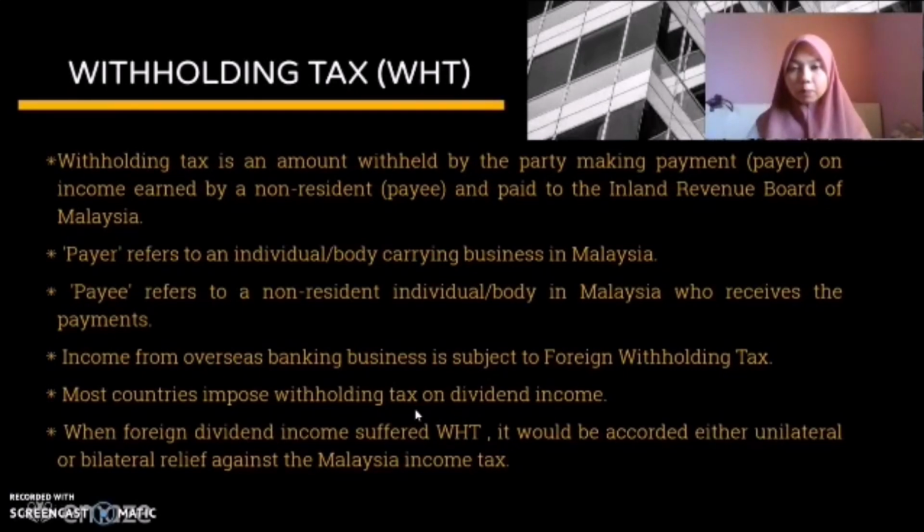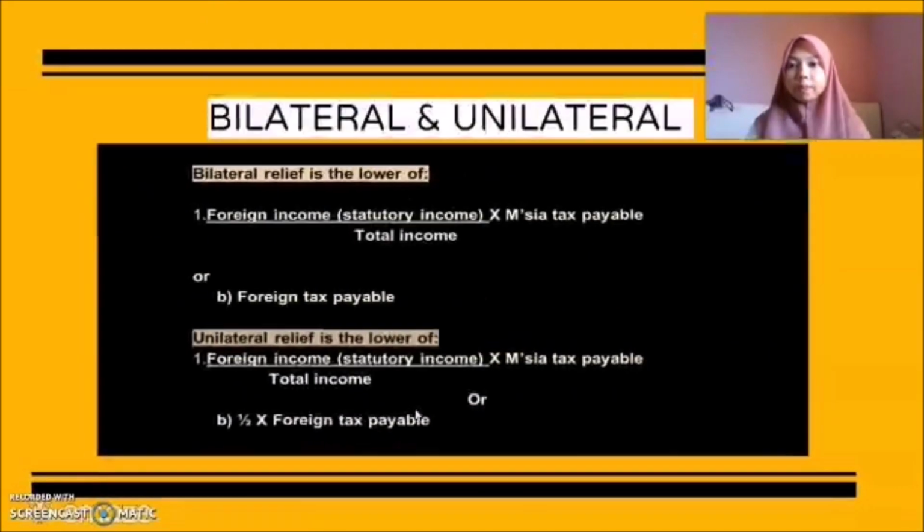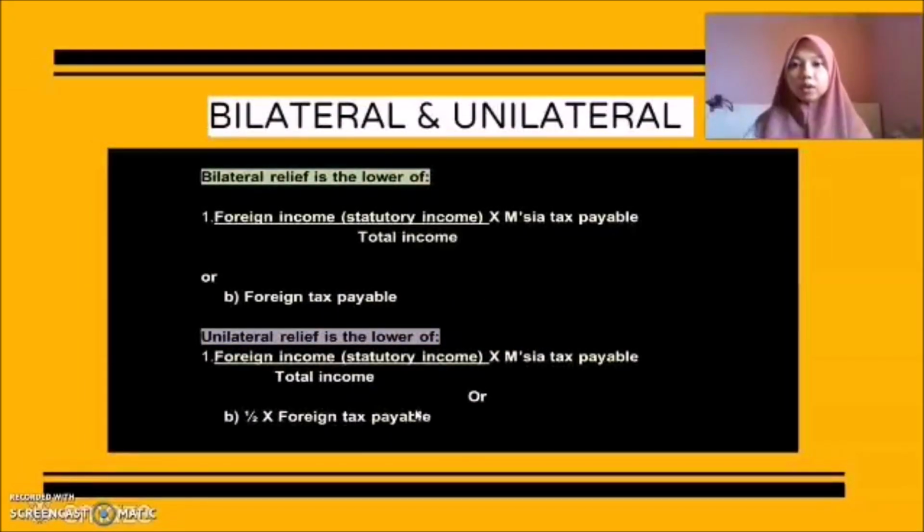Income from overseas banking business is subject to foreign withholding tax. Most countries impose withholding tax on dividend income. When dividend income suffers withholding tax, it will be accorded either unilateral or bilateral relief against the Malaysian income tax. To determine whether it is unilateral or bilateral relief, we need to refer to the agreement between the countries. So this is how we should calculate bilateral or unilateral relief.